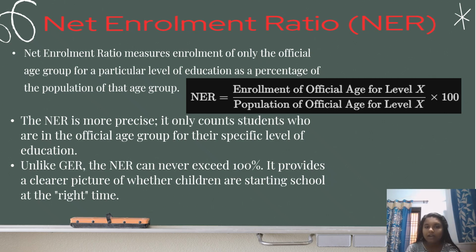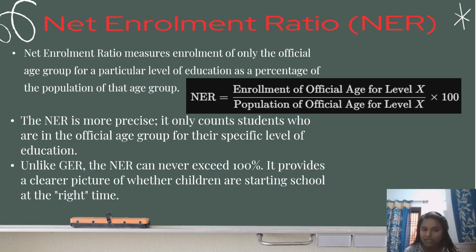Here we are considering the official age. For class 5 it's 10. Then enrollment of official age, meaning age 10 in class 5, there are 1 lakh students, and the population of the official age for level X is 1 lakh. 1 lakh divided by 1 lakh is equal to 1. Multiply by 100 to get the percentage.